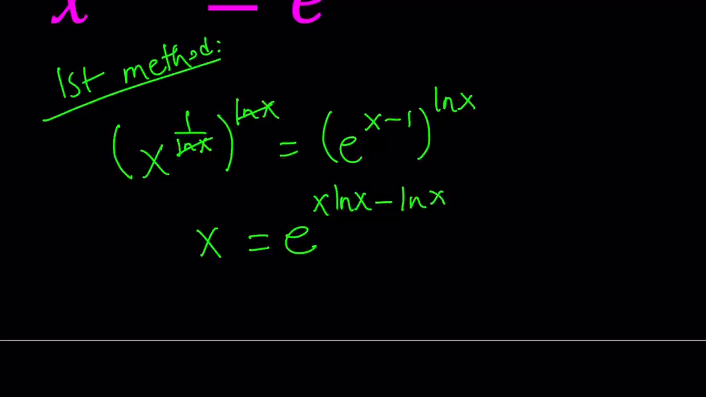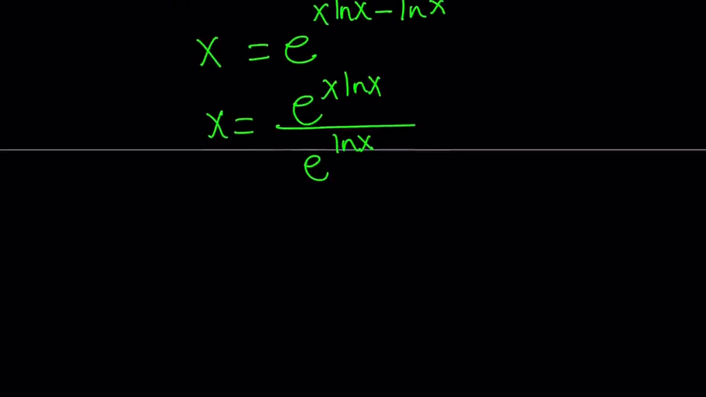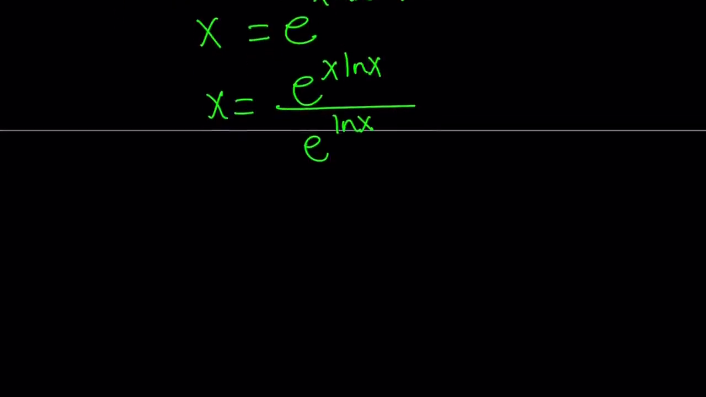Now the subtraction of exponents just indicates that this is division. So I can write this as x equals e to the power x ln x divided by e to the power ln x. Because when you divide powers, you subtract the exponents. If the exponents were subtracted, that means division. All right? So properties of exponents obviously are very, very important.